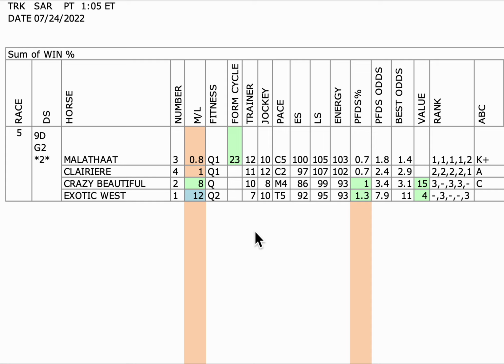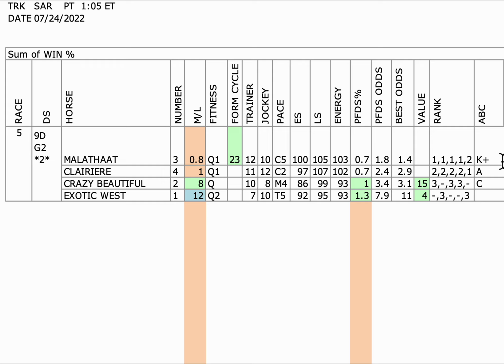Of the two, I prefer Malathat. Malathat's got the better form cycle coming in, and has a little more tactical speed with the C5 versus the C2, and then the early speed of 100 versus a 97. So in a race that looks like a jockey's race, I'm kind of preferring the horse with a little better early foot, but certainly can't fault anybody who wants to take Clarier. They're both great horses. Malathat is on top, gets more ranks of a one, gets the K, gets the plus. That's my pick. But obviously a difficult race to bet on.